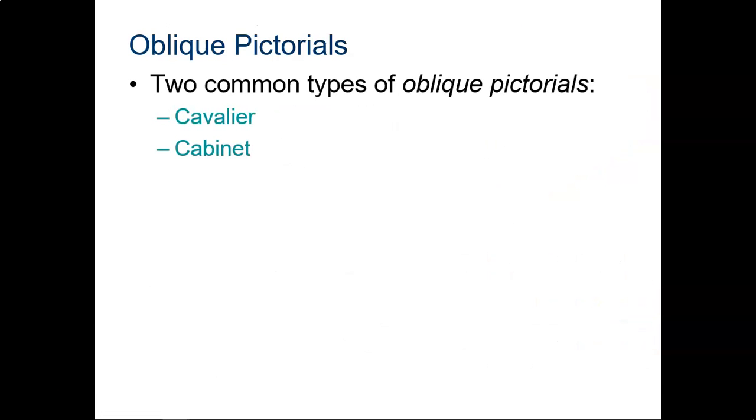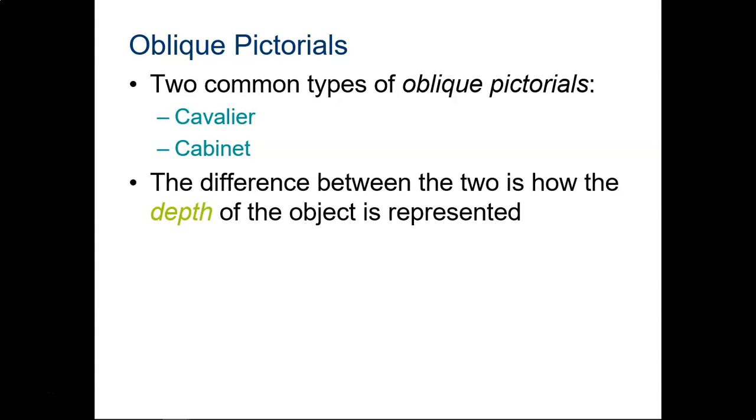So there are two types of oblique pictorials. One is called cavalier and one is called cabinet. And they're pretty similar, at least in the beginning, although there is one very big distinguishing difference. And that is how the depth is represented.